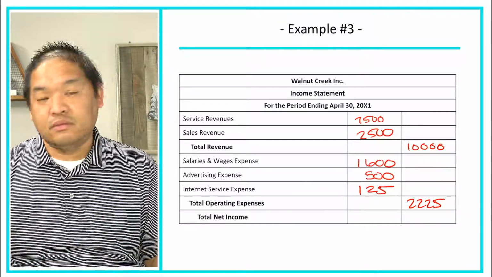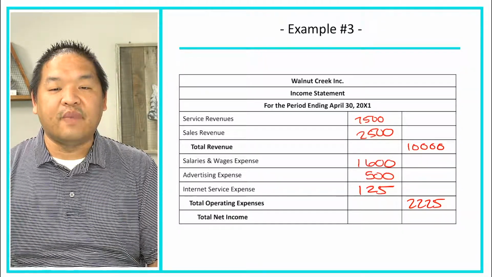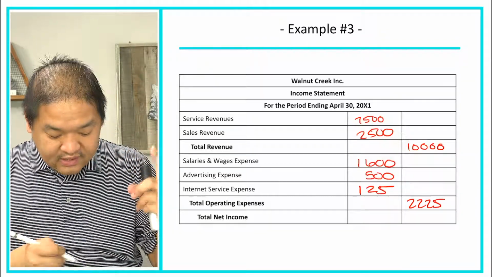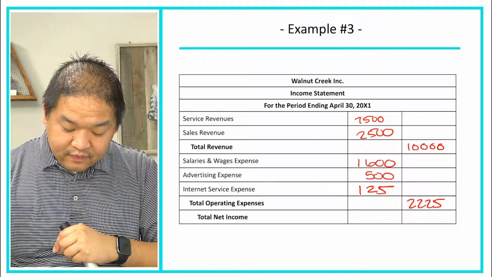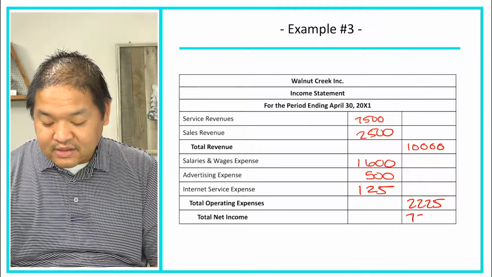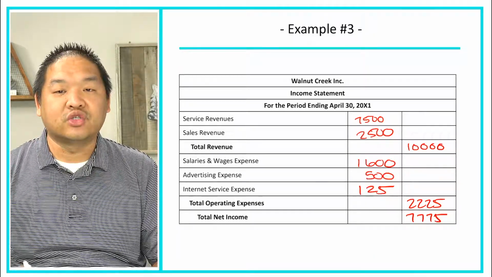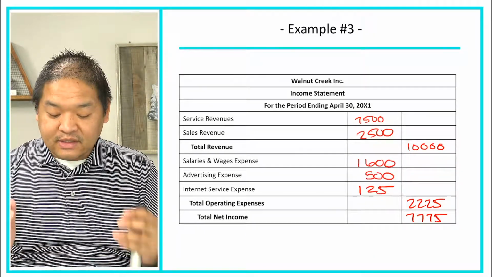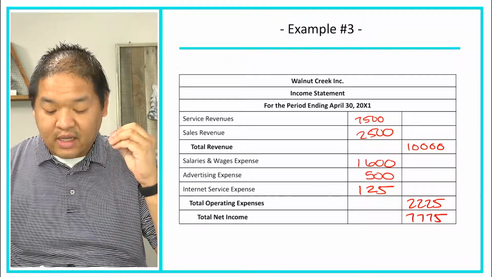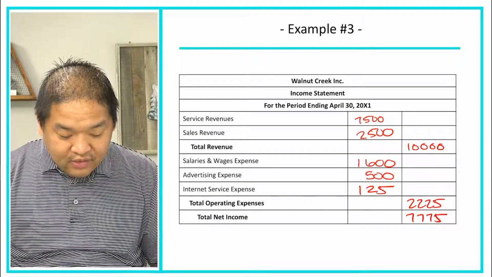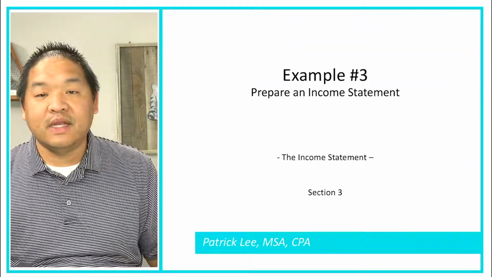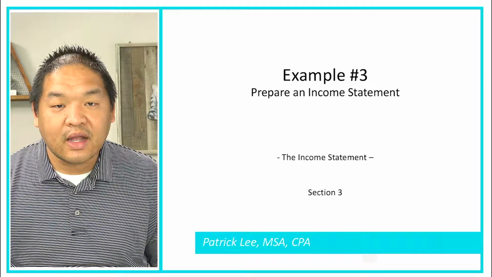So what's the equation for net income? Revenues minus expenses is net income. So 10,000 minus $2,225 is $7,775. So this company is doing great right now because their income right now is a profit of $7,775. So that is preparing the income statement. Couldn't be any easier. It literally is a copy job.